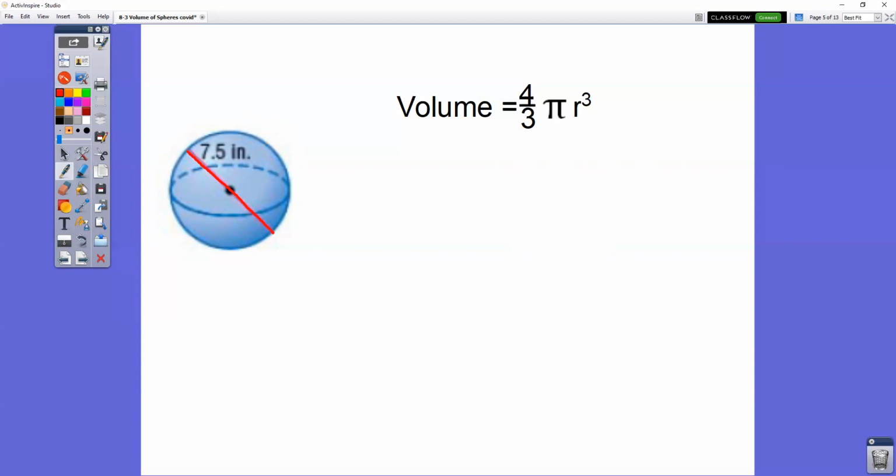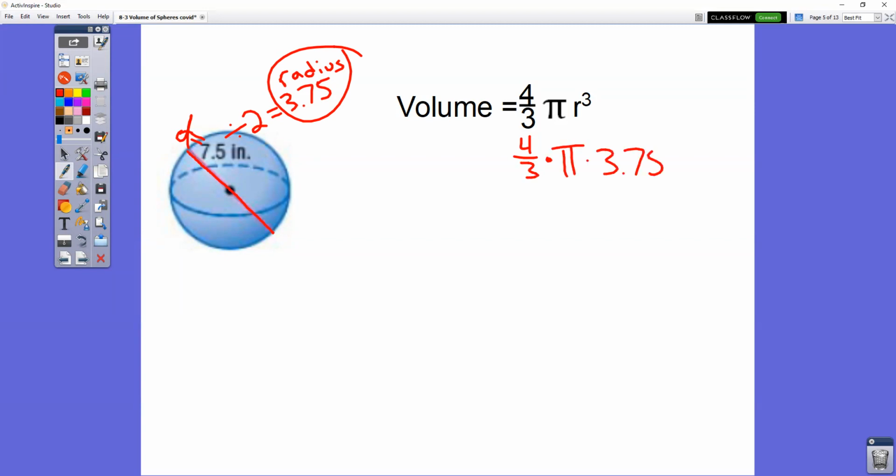So in this one, you are given the diameter. We never want the diameter. We want the radius. So the first thing that you'd have to do is take that 7.5 and divide by 2. 7.5 divided by 2 is 3.75 for our radius. So that's the number that you're going to sub into your formula. We have 4/3 times pi times 3.75 to the third power.